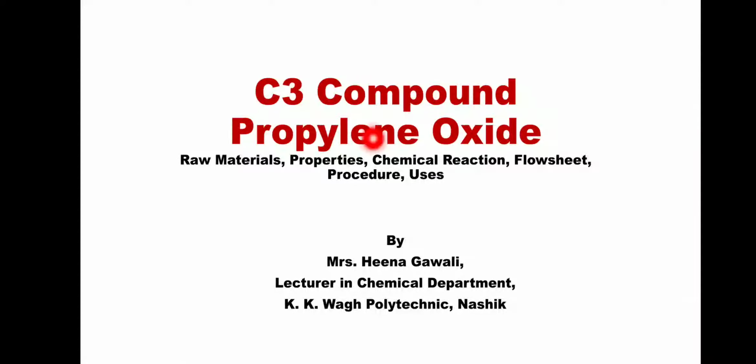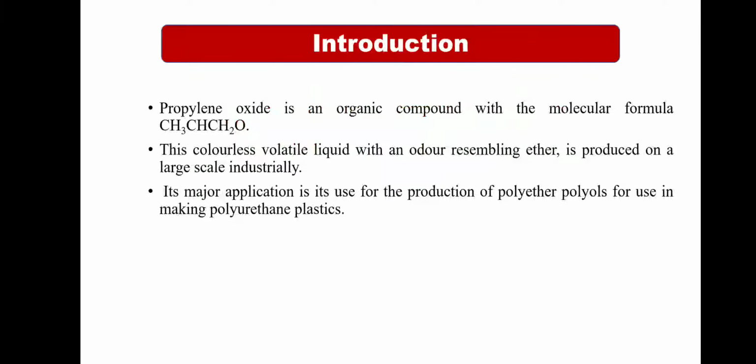Today we are going to learn about the manufacturing process of propylene oxide, and in this video we also learn about raw materials, properties, chemical reaction, flow sheet, procedure and uses. Actually, this video belongs to diploma third year chemical engineering students. So let's start with the first introduction.